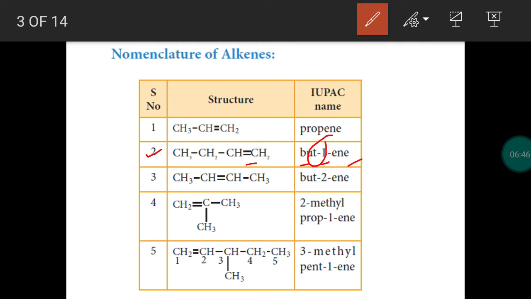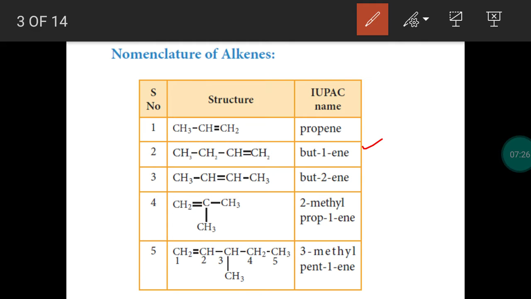How will you give the number, left to right or right to left? For the second example, will you give the number from left to right or right to left? Yes, we have to give the number from right to left because the double bond will act as a functional group. The carbon attached with the functional group should have the least number, so we start numbering from the last carbon: 1, 2, 3, 4. So the IUPAC name of the second example is but-1-ene.